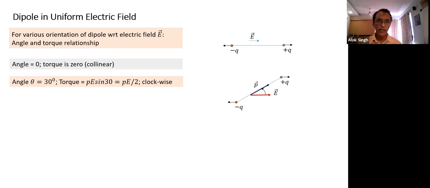I can either write it in terms of the figure, or you can understand it this way: torque will be equal to this force multiplied by the perpendicular distance, or in terms of the formula, torque will be equal to P E sin 30. We substitute the value of P, and that will be the torque. And if I look at the torque, is it clockwise or anti-clockwise? Which way is it trying to rotate the dipole? It will tend to rotate the dipole in a clockwise fashion.